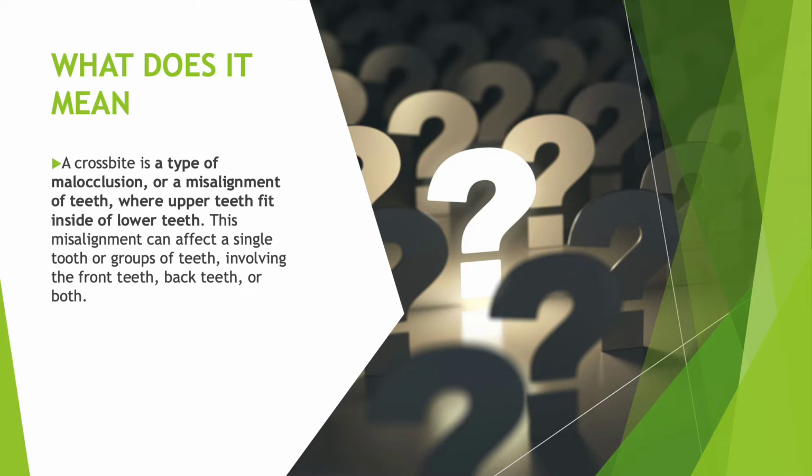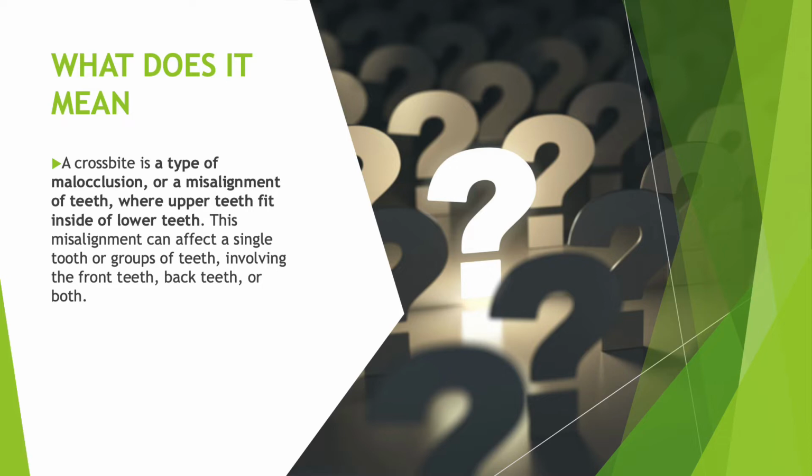Now, this malalignment can affect a single tooth or groups of teeth, or it can just involve a segment. That means it can just involve the front segment. When it involves the front segment of teeth, it is called anterior crossbite. When it involves the back segment of teeth, then it's called posterior crossbite. So whichever way, there are many kinds. If it involves just one side of the mouth at the back, it will be a unilateral posterior crossbite.